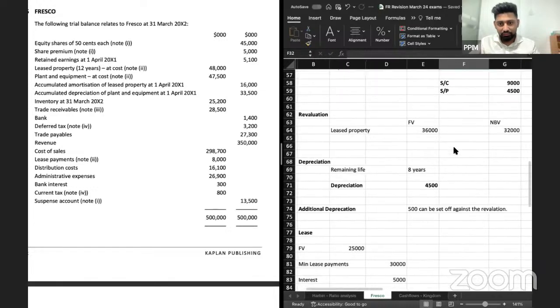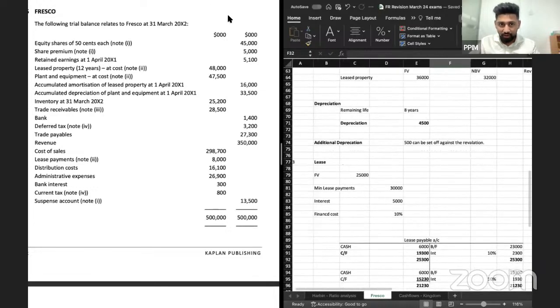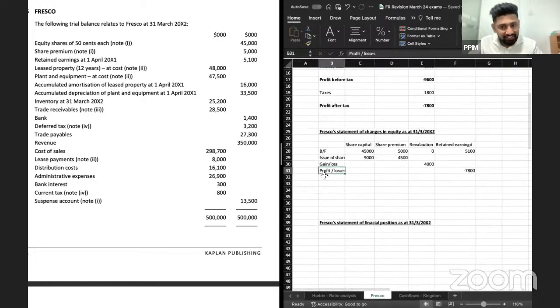Do you have anything else? Additional depreciation, well done. I've got 500. Listen to me. This is how I set off additional depreciation. I remove from retained earnings and bring it to revaluation. Depreciation is an expense, so my expenses would have gone up. So I have to reverse it, meaning my retained earnings will go up and my revaluation will come down. So the net impact on equity is nothing.